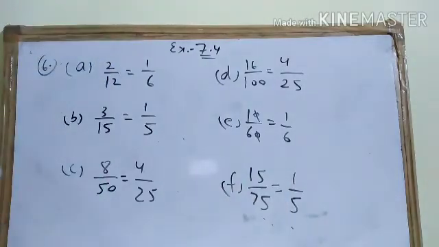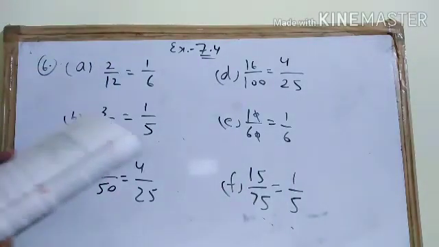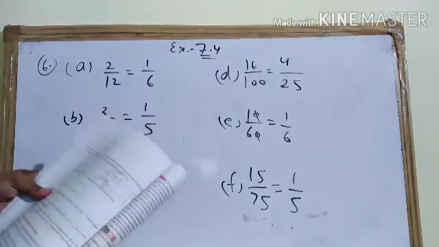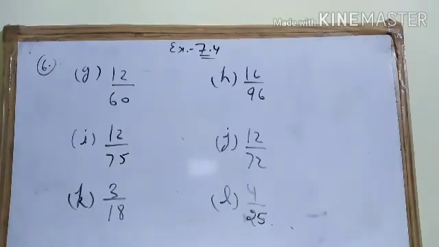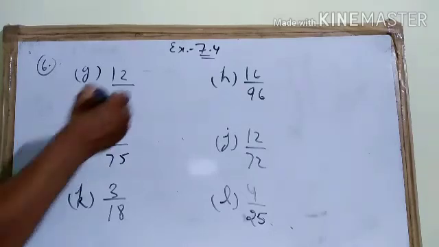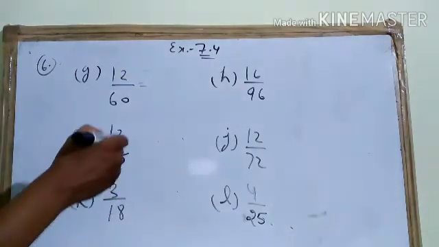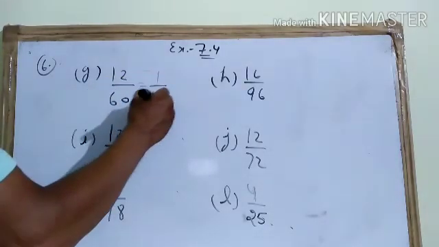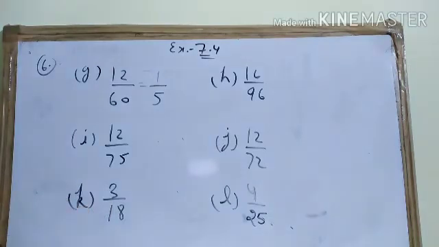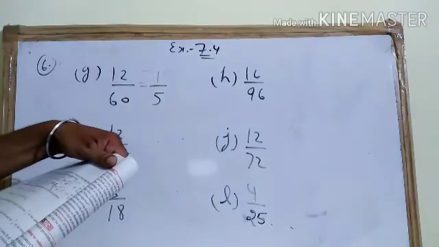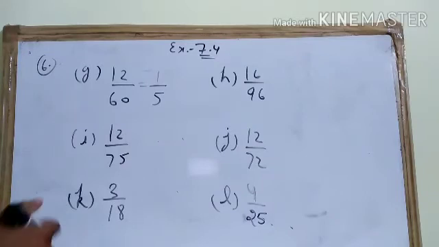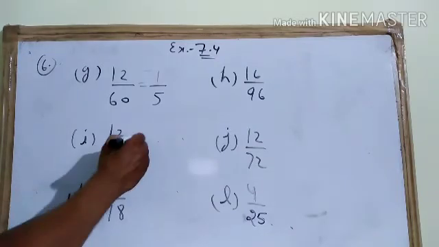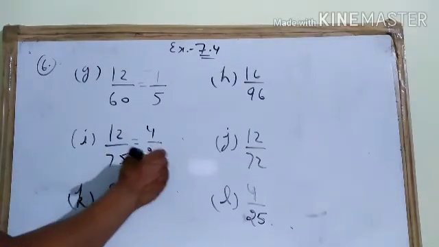So these are some fractions. Now there are other parts also. Let's take them one by one. Now see students, 12 by 60. 12 by 60 can be divisible by the table of 12. We get 1 by 5. 12 by 75. Wait a minute. 12 by 75. Yes, this is the I part. 12 by 75. Both are divisible by 3. We get 4 by 25.